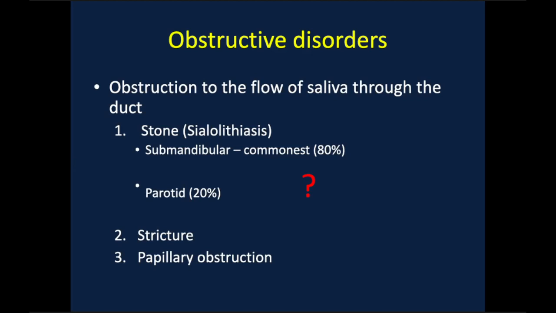When you talk about these stones, the commonest gland to form stones is the submandibular gland, not the parotid gland. Parotid gland is the biggest one, but stones occur most commonly in the submandibular gland. About 80% of stones occur there. Only 20% occur in the parotid gland. So now this is a question to the audience. Can you tell me at least two reasons why stones are commoner in the submandibular gland compared to the parotid gland? Give me two reasons why it happens.